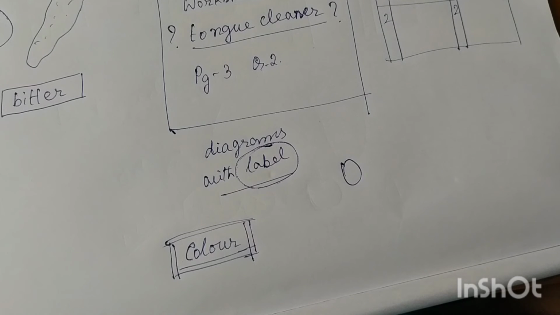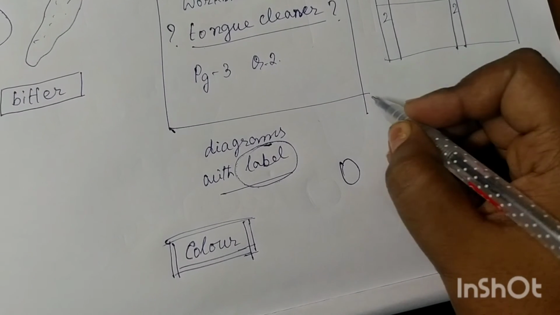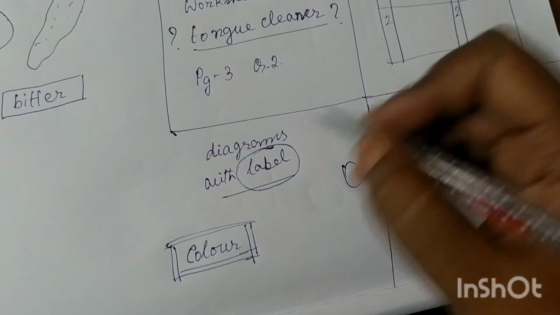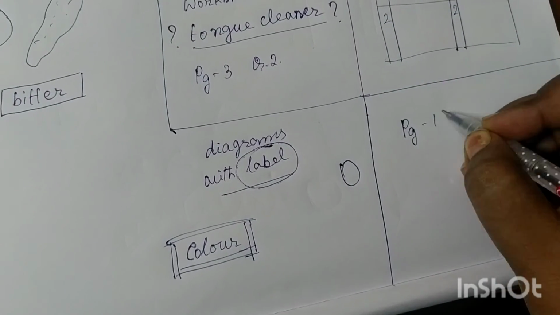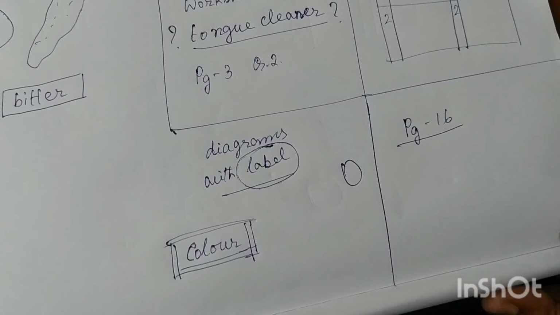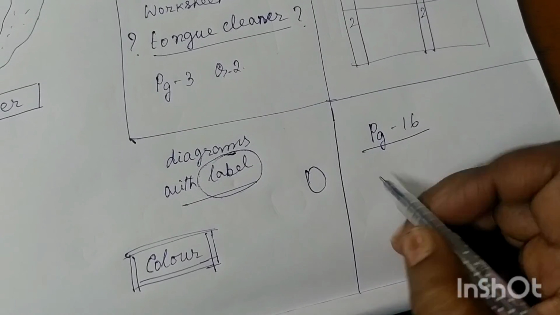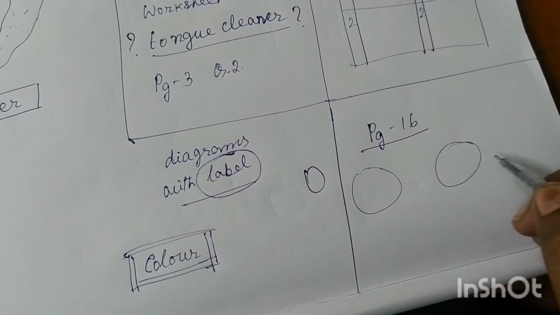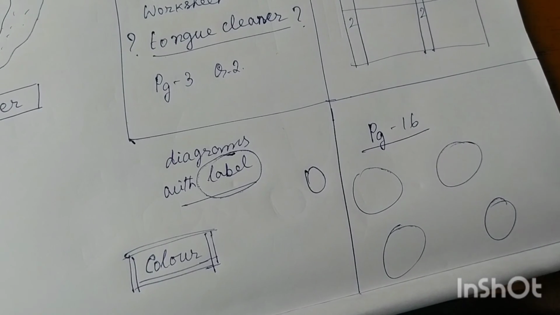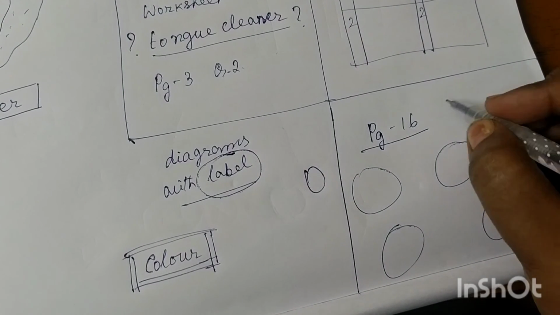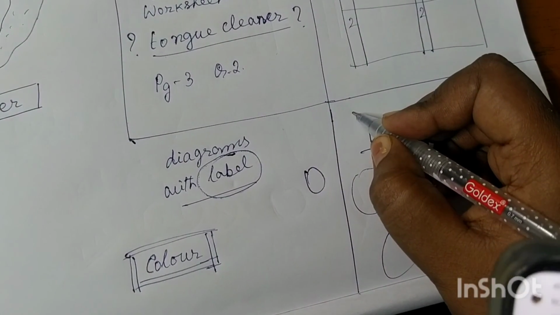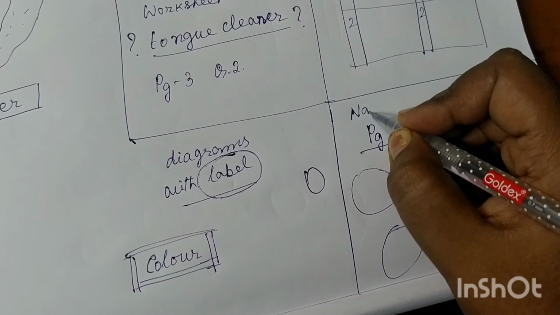Acha, okay, let me tell you one more question, which is on page number 16. Page number 16. This is a different type of question. You have got few pictures, 4 pictures given. Read the question well, beta. What is given? You have to name the types.